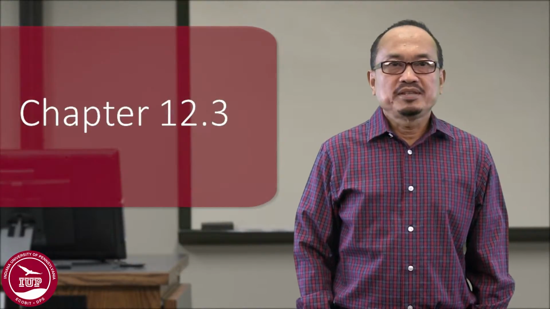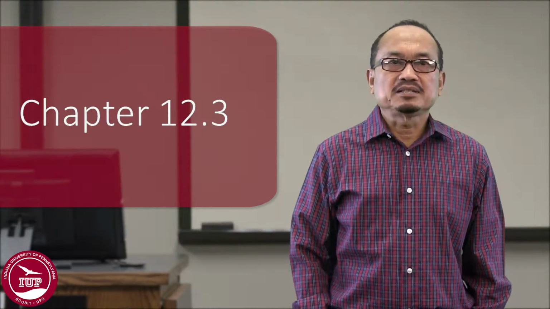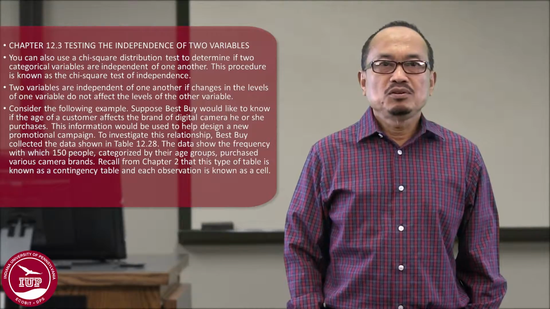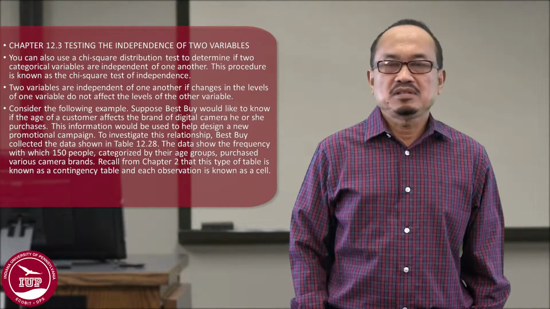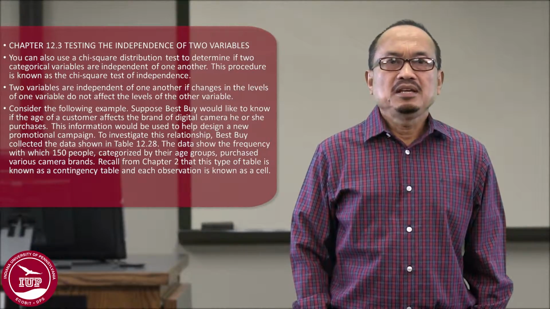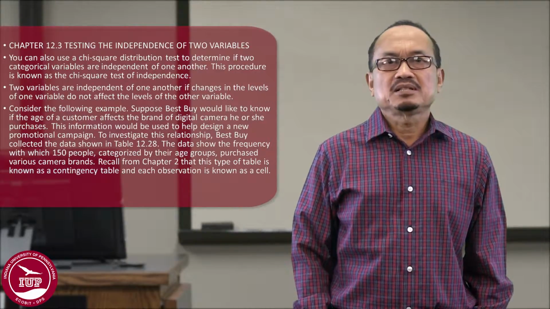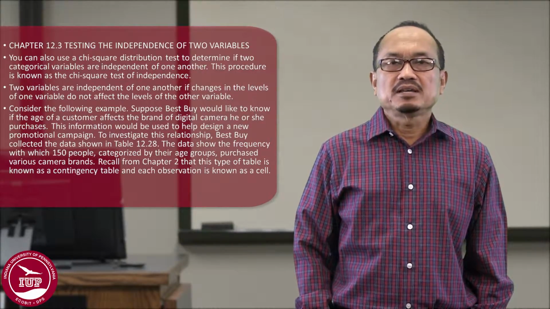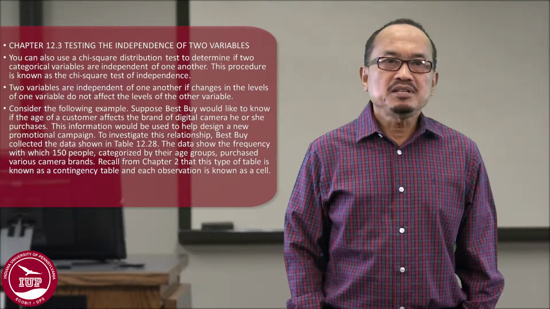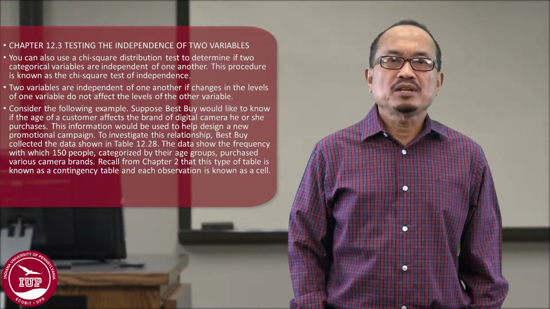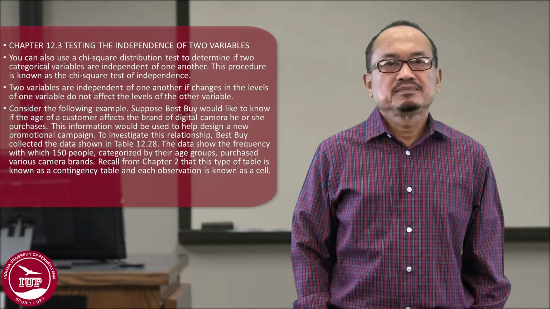Chapter 12.3: Testing the independence of two variables. You can also use a chi-square distribution test to determine if two categorical variables are independent of one another. This procedure is known as the chi-square test of independence.